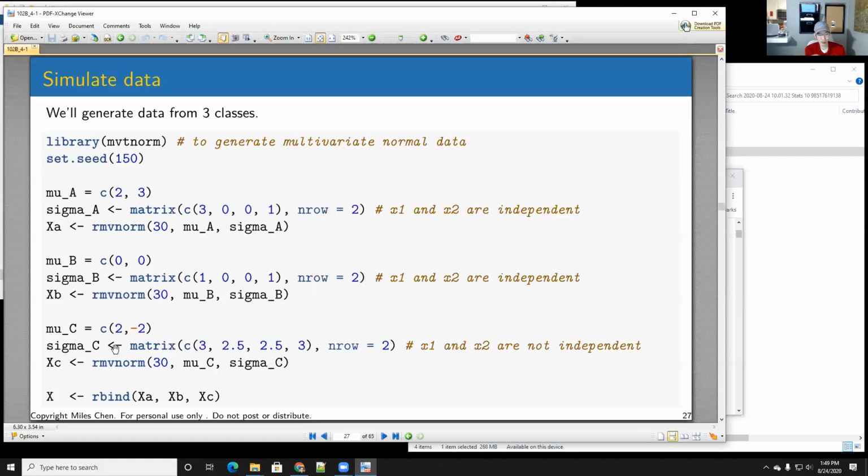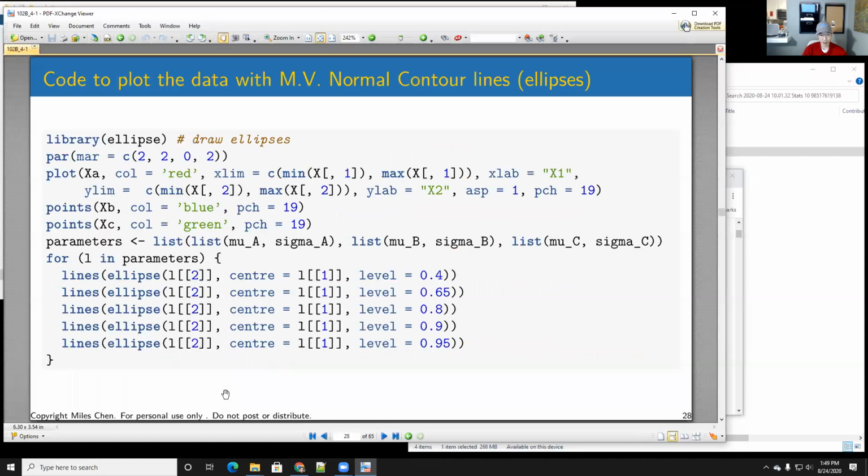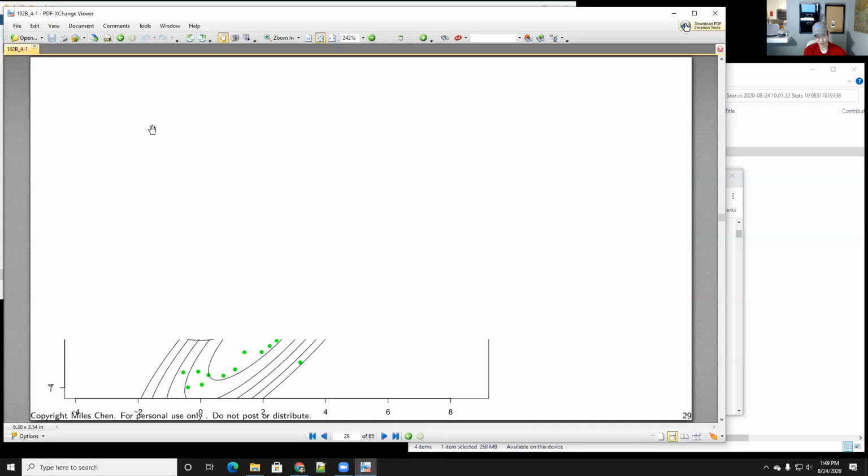I'm going to generate 30 values from each of these classes. To generate random normal values, you use rnorm, and if you want random multivariate normal, you use rmvnorm. Then I'm going to bind them all together in X. And just to illustrate this, I'm using a package called ellipse, which allows me to draw ellipses. Otherwise, it's just going to draw the dots. I wanted to show you the ellipses.